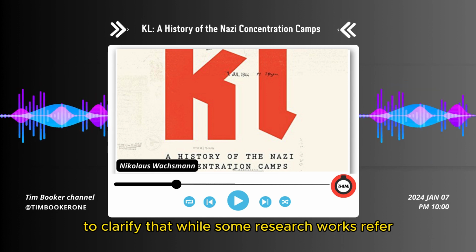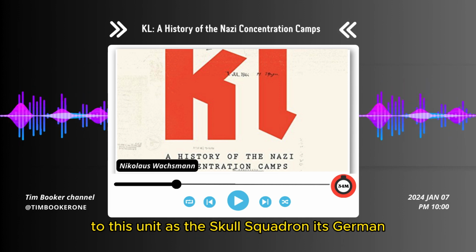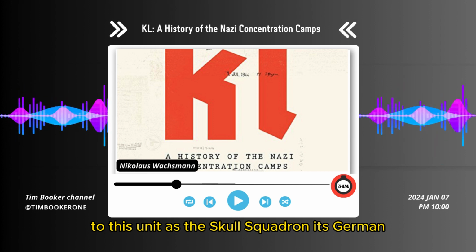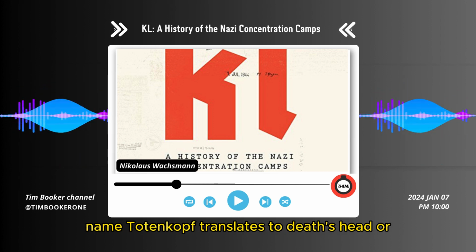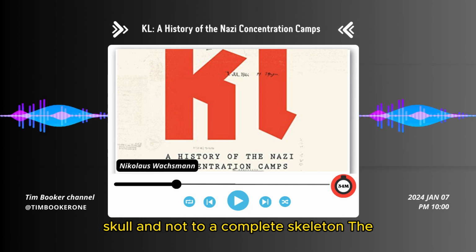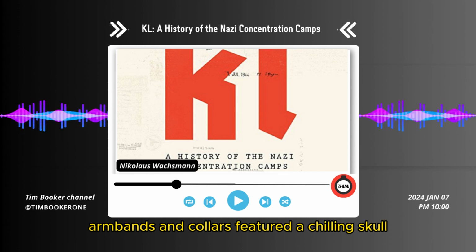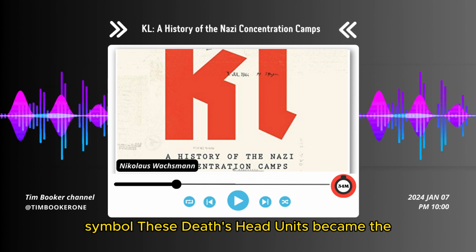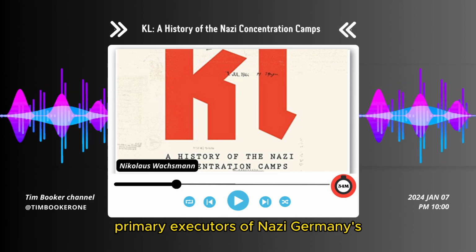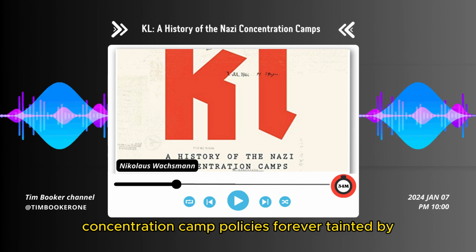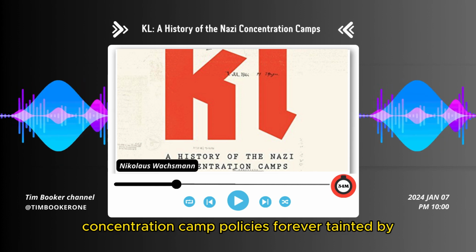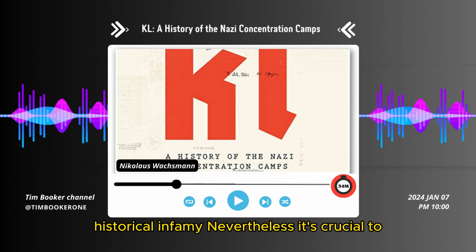It's important to clarify that while some research works refer to this unit as the Skull Squadron, its German name, Totenkopf, translates to Death's Head or Skull and not to a complete skeleton. The insignia of this unit, displayed on their armbands and collars, featured a chilling skull symbol. These Death's Head units became the primary executors of Nazi Germany's concentration camp policies, forever tainted by historical infamy.